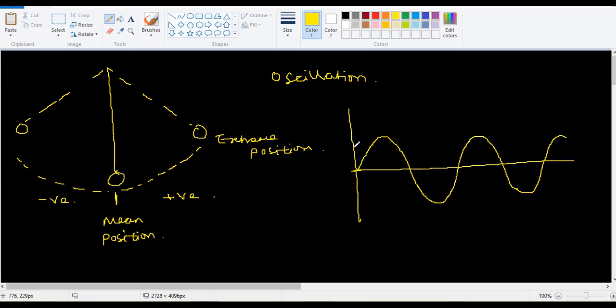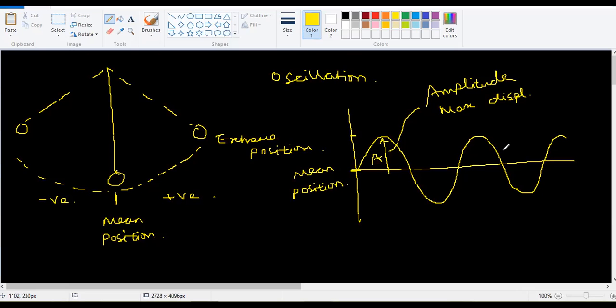Okay, so you see this is the mean position and this is the extreme position. This is the maximum displacement, so it's called the amplitude A. This is with respect to time. So as time progresses, you'll be seeing the displacement changing. So that's the meaning of this. This is the x-axis, the time axis. This is the y-axis, the displacement. So y is the displacement.